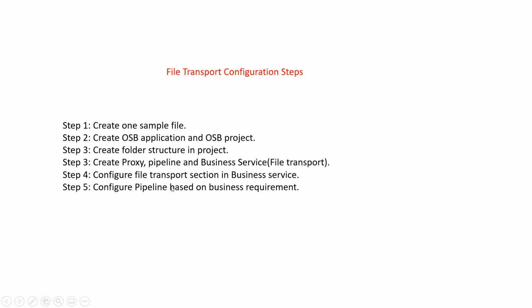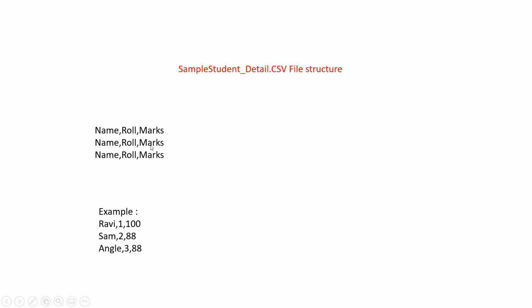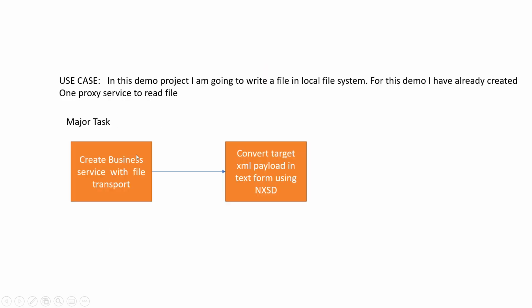I have already configured the pipeline for reading the file, and after that converting it into XML format, then into the target format. That part I have already done, but in this tutorial I will convert that target XML payload into text format. So this is our target file structure. We will have name, then roll number, then the sum of all the marks that we are getting in the request file. We have already converted this into XML format. Now I will convert this XML into text format. I will show you in JDev.